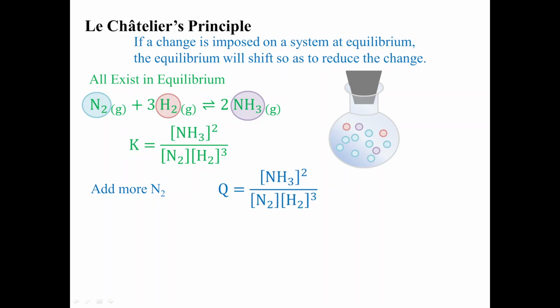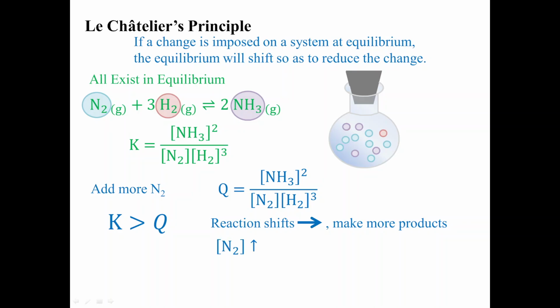Well, this will change our reaction quotient so that our concentration of N2 has gone up. So that means our denominator has increased, meaning that Q is going to be a smaller number. So since K is greater than Q, this means that the reaction is going to shift to the right to make more products to counterbalance this extra influx of the reactants.